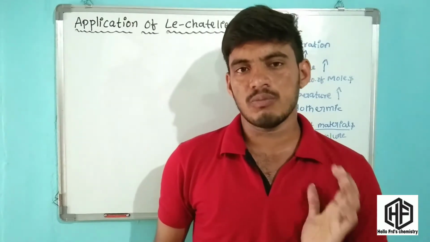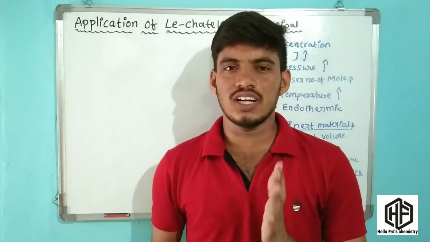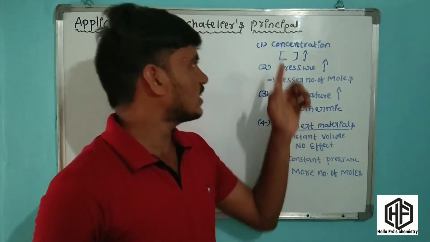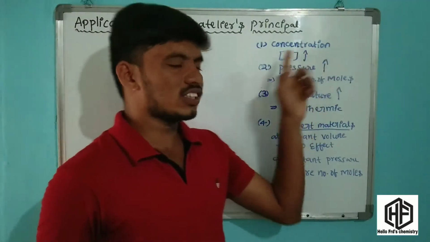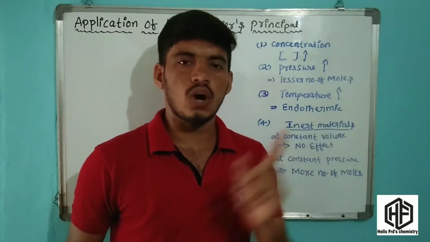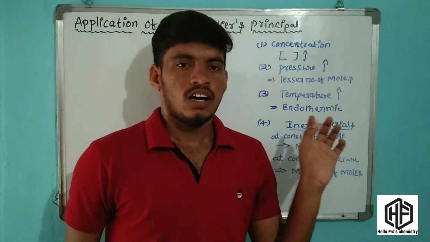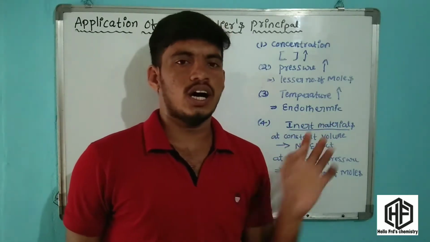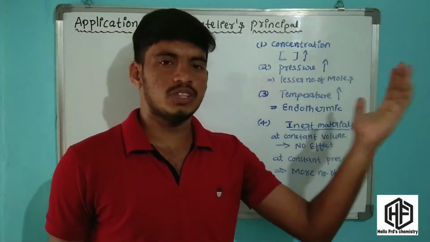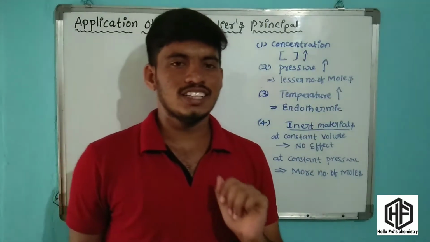Friends, before my class, I am going to talk about the Le Chatelier principle. The important key points are these. Concentration: if the concentration of reactants increases, what happened there, friends? Equilibrium shifts to the forward direction. If the concentration of product increases, equilibrium shifts to the backward direction. That is the first point.